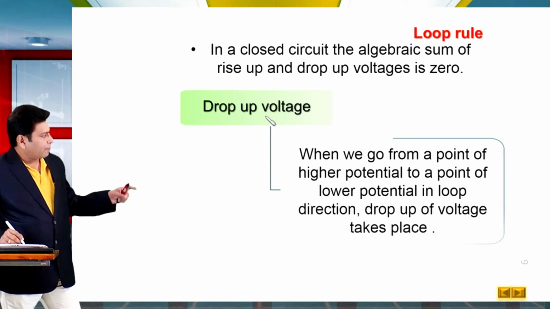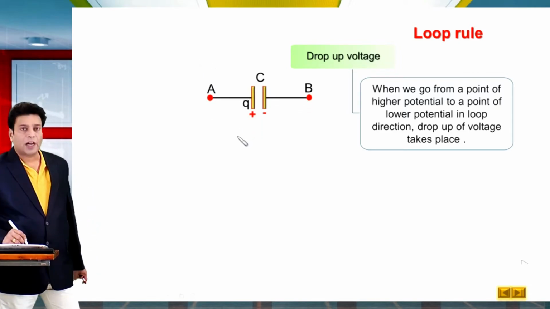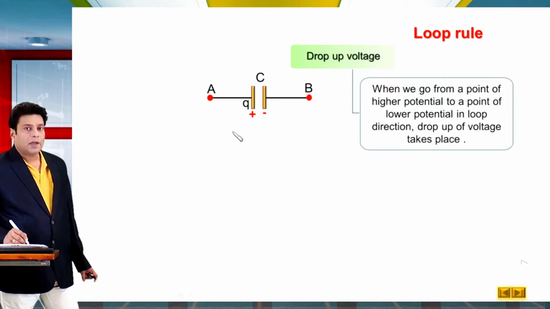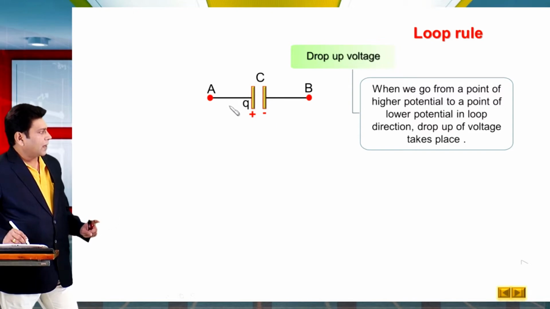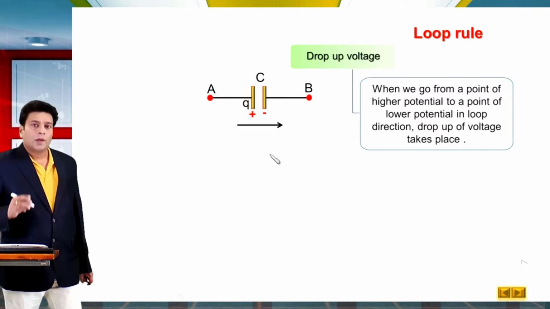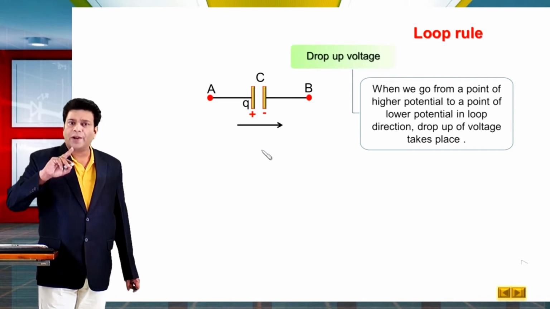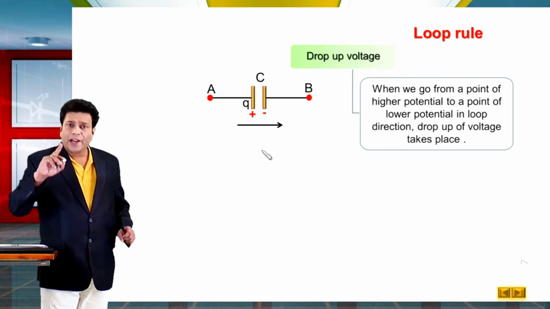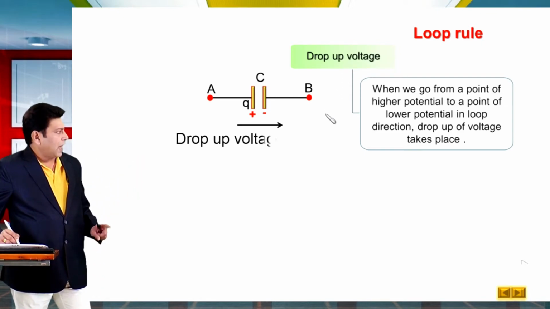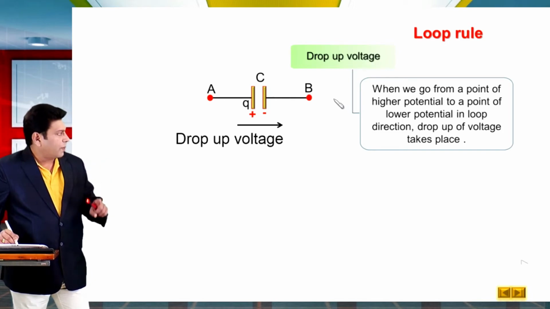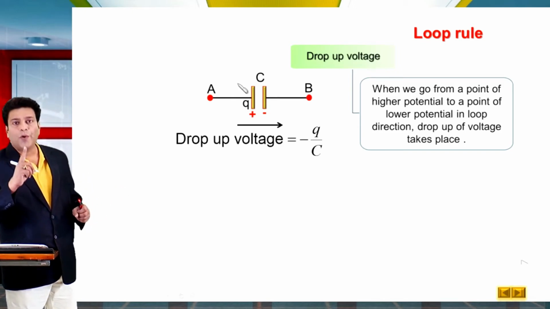So, let us make a part of the circuit. Let us first make a charged capacitor. In this capacitor, the capacitance is C and the charge is Q. This is the positive plate, this is the negative plate, and these are points A and B. While moving from A to B, we are moving from the positively charged plate to the negatively charged plate. In this case, the drop of voltage will occur, and it is equal to minus Q divided by C, with a negative sign, because we are moving from the positive plate to the negative plate.